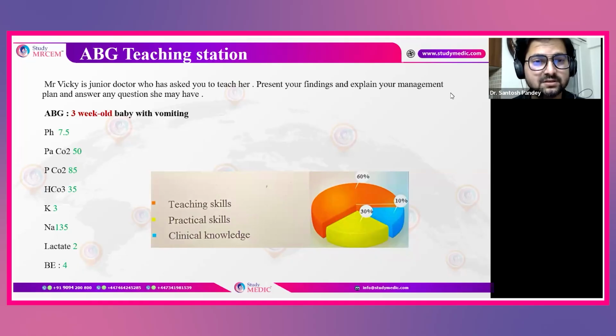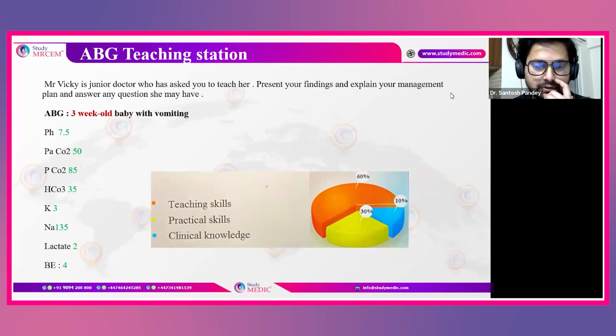This is the ABG data which is given to you. This is a 3 weeks old baby who came to ED with vomiting, and the pH is 7.5, PaCO2 of 50, PO2 of 85, and HCO3 of 35, potassium of 3, sodium of 135, lactate of 2, base excess of 4.